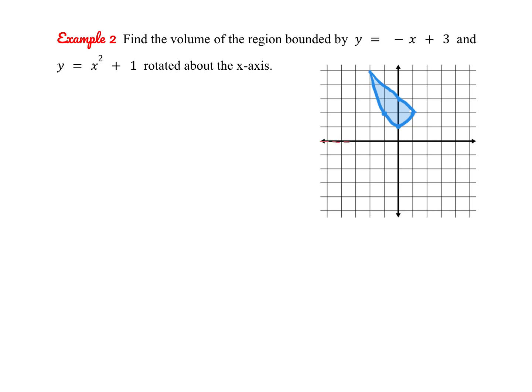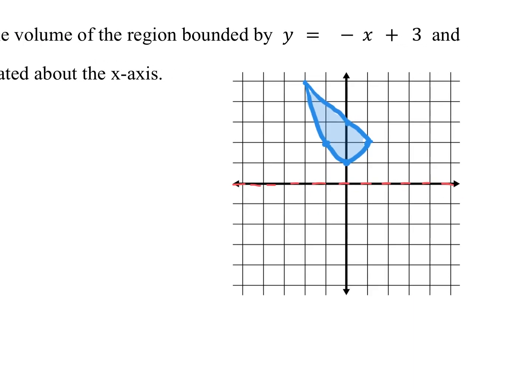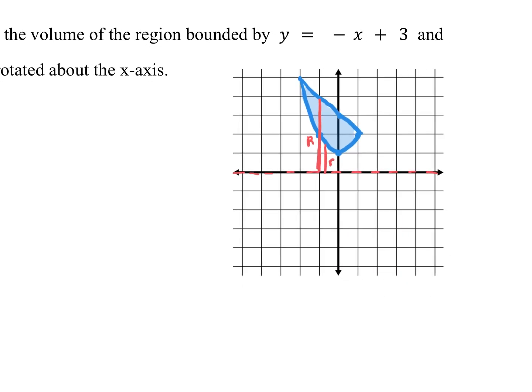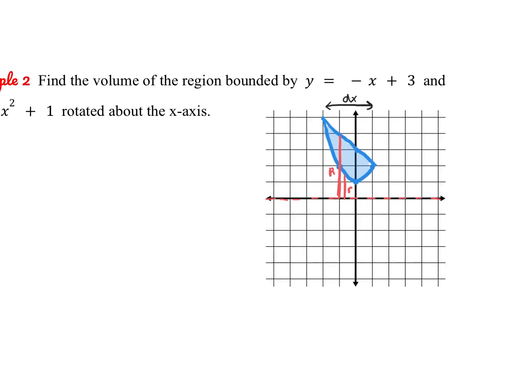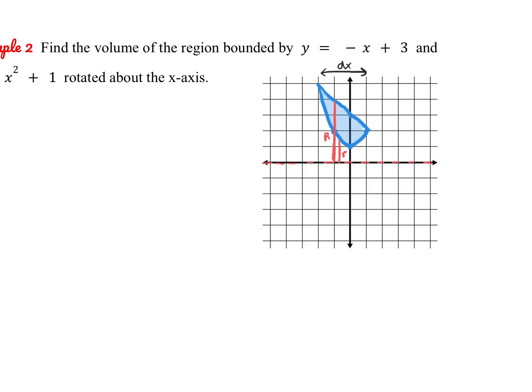Okay, so here, same as the last one, I have a horizontal axis of rotation, so I know that my cross sections need to be vertical. So my large radius would look something like this. That's my large radius, and then my small radius would be this distance. And since I have that vertical cross section to cover this entire area, I know that I need to integrate horizontally or with respect to x. So both of my equations are already with respect to x, so I don't need to rewrite either of them.